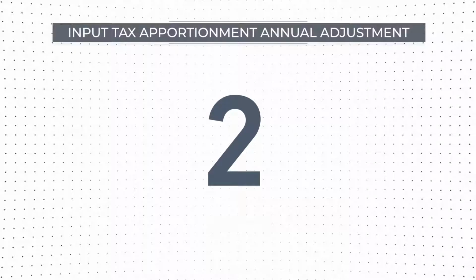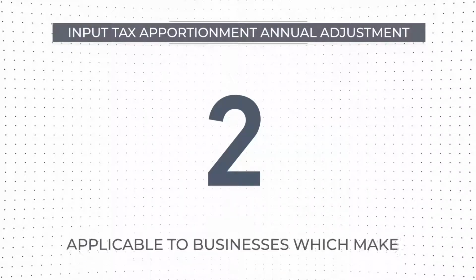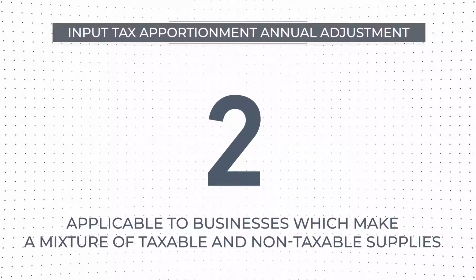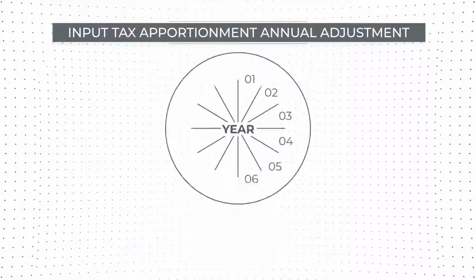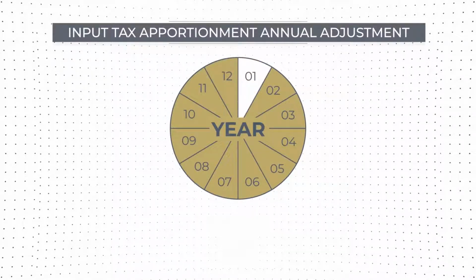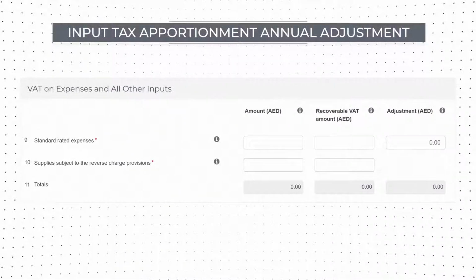The second type of adjustment which could be included would be an input tax apportionment annual adjustment in cases where you are a business which makes a mixture of taxable and non-taxable supplies. The input tax apportionment annual adjustment is due to be made in the first tax period following the end of the tax year. So, you would be expected to include the annual adjustment on this return if the VAT return period reference number at the top of the VAT return is period 1. The adjustment should relate to the tax year which has just ended. The values included within the adjustments column may either be positive or negative values. For more information on completing your input tax apportionment annual adjustment, please see the FTA website for guidance.